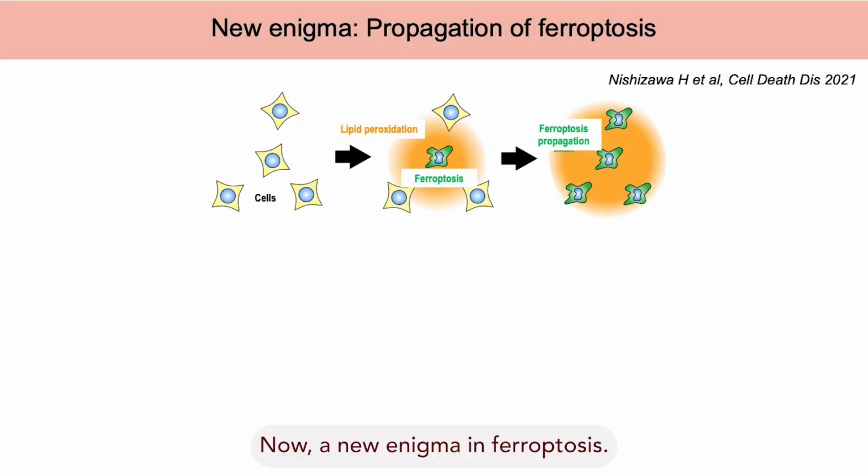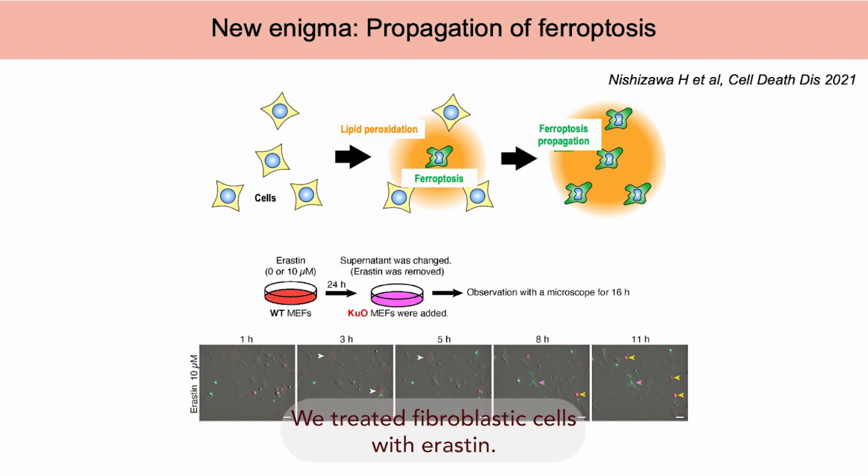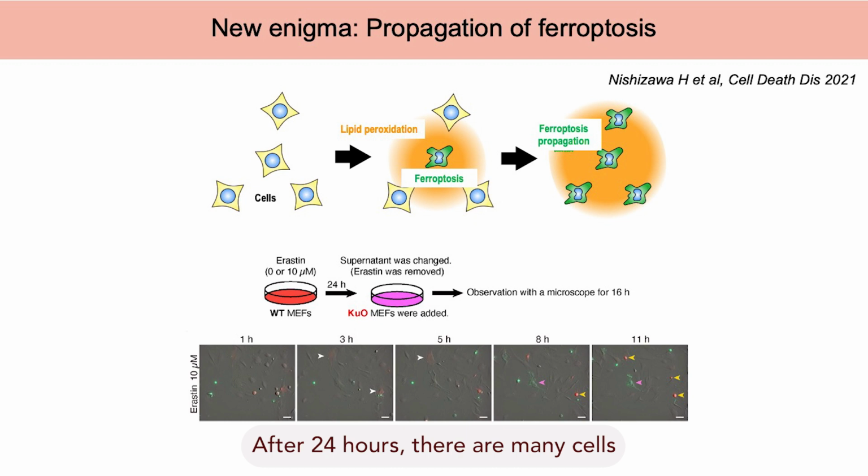Now a new enigma in ferroptosis. We found that ferroptosis can spread or propagate from cells to cells. What did we observe? Here is one of the experiments. We treated fibroblastic cells with elastin. After 24 hours, there are many cells still alive but destined to die.